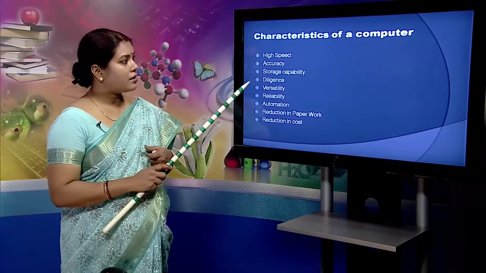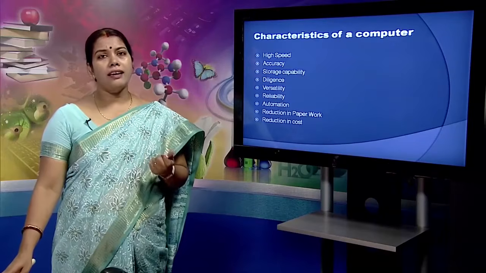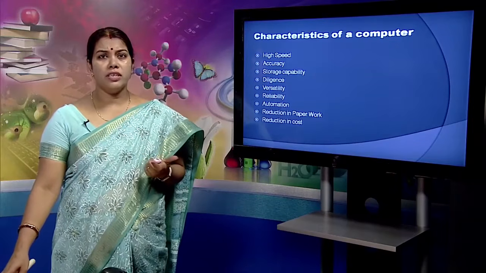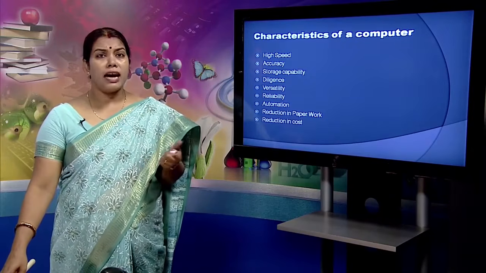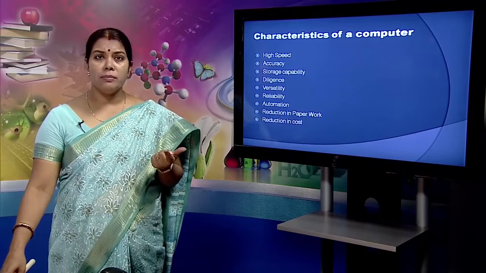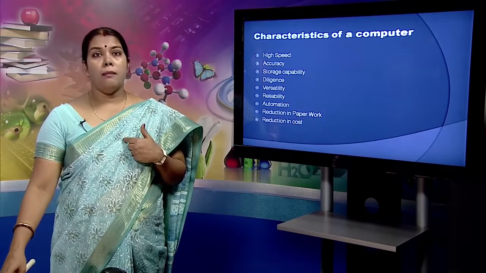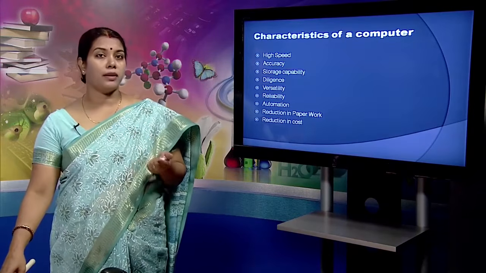The next characteristic of a computer is diligence. Diligence is like human beings. What we do is we get bored with some work, but a computer is free from monotony, tiredness and lack of concentration. We as humans, if we have to do a repeated work, we get bored, but a computer can do a repeated work with the same speed and accuracy.